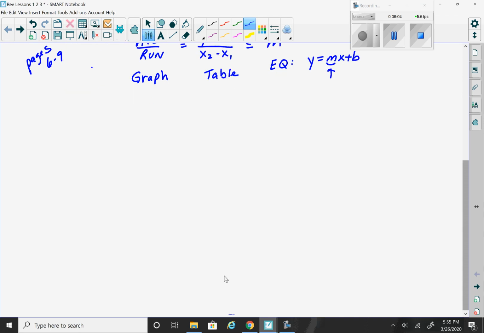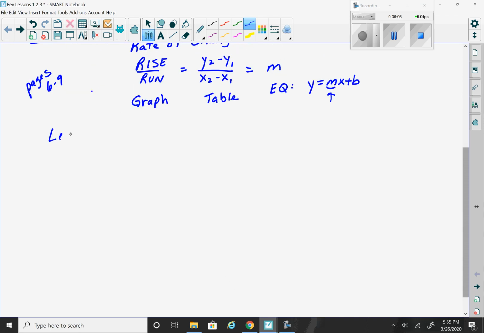And then finally, in lesson 3, we looked at whether or not our representations were linear versus nonlinear. Linear versus nonlinear. And again, we looked at 3 different representations. The first one I want to show you is the graph. I feel like this one is the easiest, right? For a graph to be linear, we want it to be a straight line.